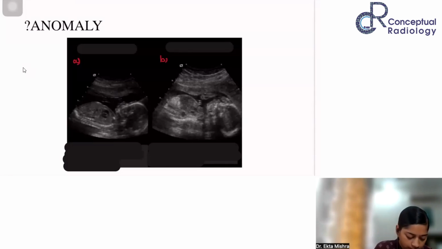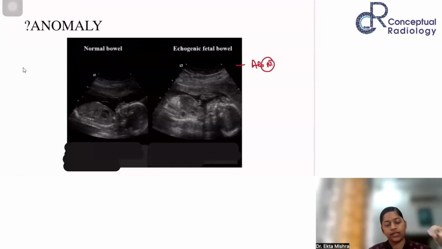So this is a mid-sagittal view. You can see the nose. This is the face, and body. So yes, we are getting answers. B is abnormal, and A is obviously normal. That is why B was abnormal. So we'll start with GI anomalies.